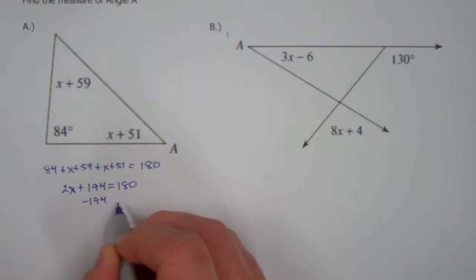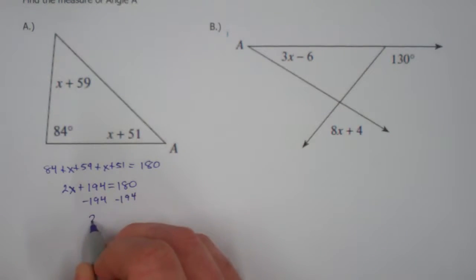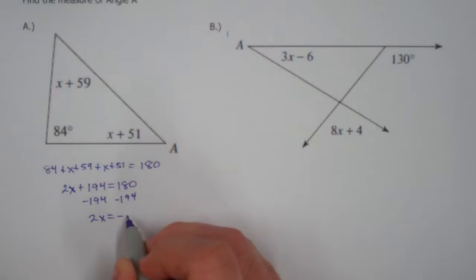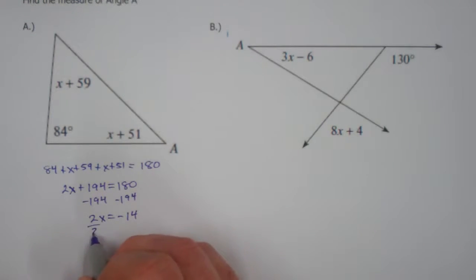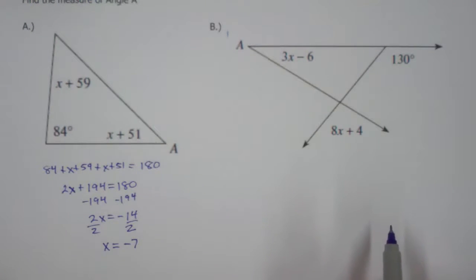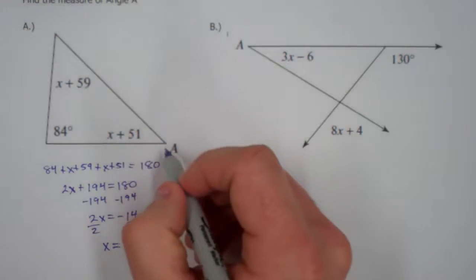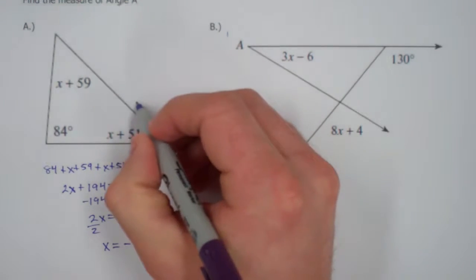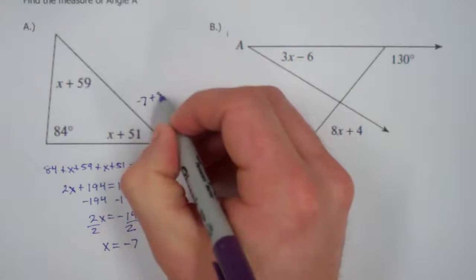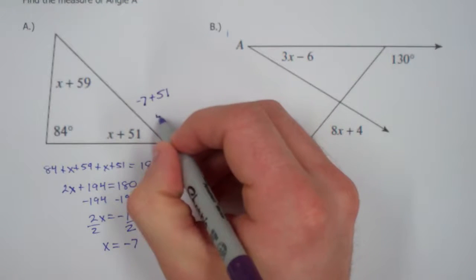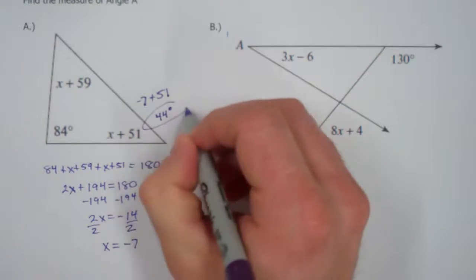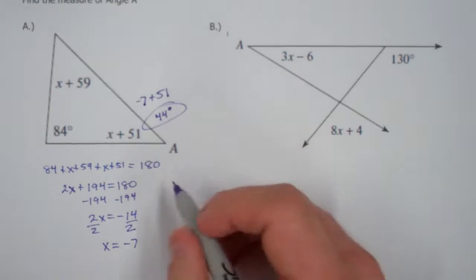We can subtract 194 here. 2x is equal to, looks to be negative 14. Divide by 2, and x will be negative 7. This is not the solution to the problem. We know that x is negative 7, but we want to know what the measure of angle A is here. So we're going to take negative 7 and add that to 51, and that should be 44 degrees for the measure of angle A.